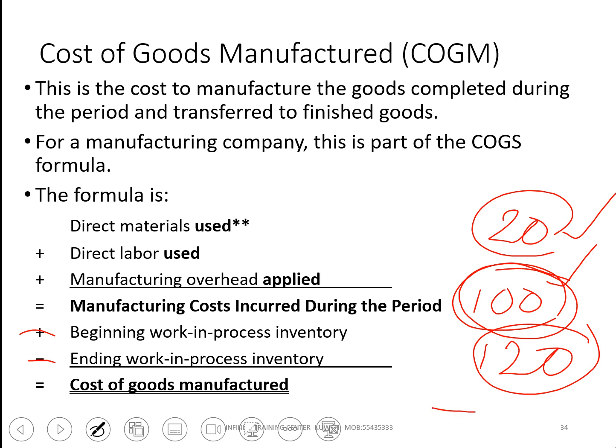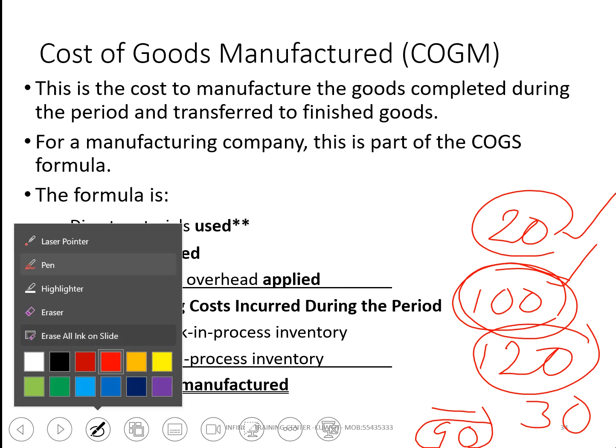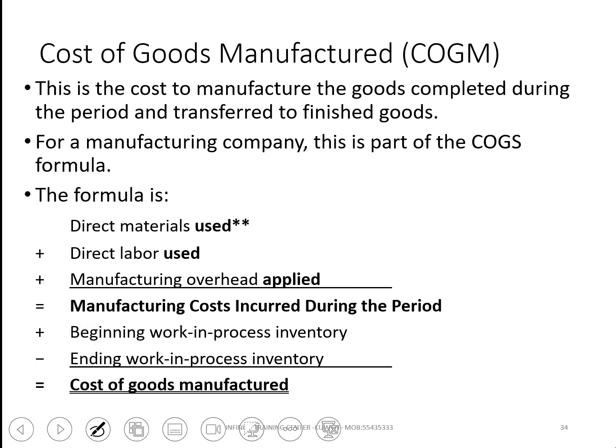That we will minus, say, $30. So 120 minus 30, we can say my cost of goods manufactured is $90. So this is how you will calculate cost of goods manufactured. Nothing but you will calculate the total manufacturing and you will adjust for opening and ending work in progress. Then you will get cost of goods manufactured.